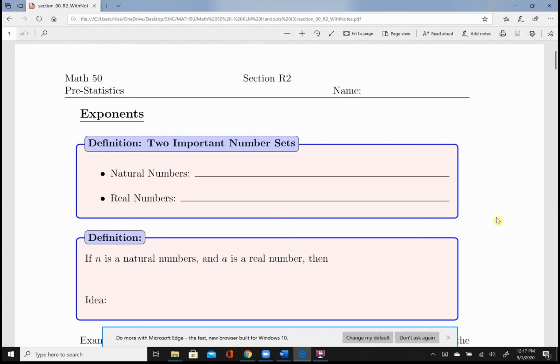So we're going to continue reviewing exponents and order of operations. So here we go. Let's go ahead and define a few things, starting with the natural numbers.